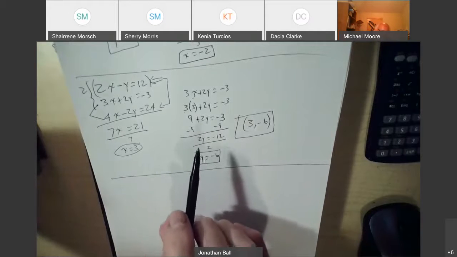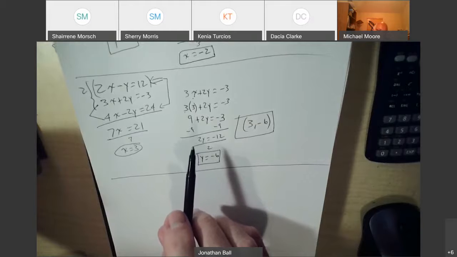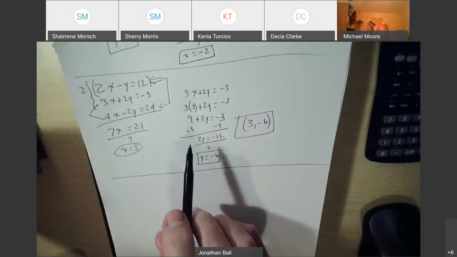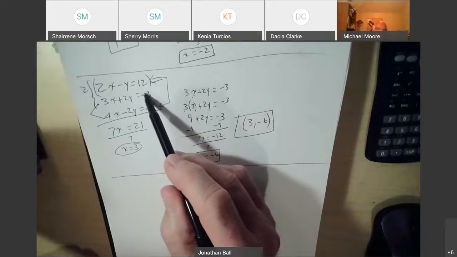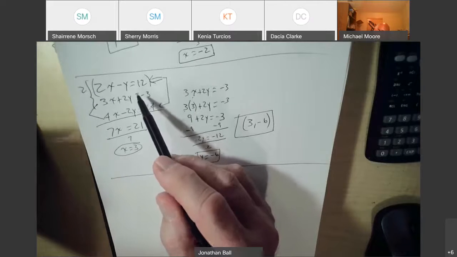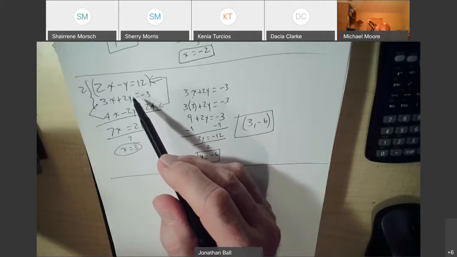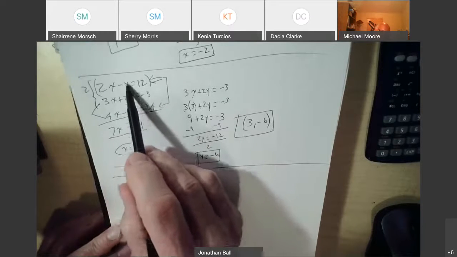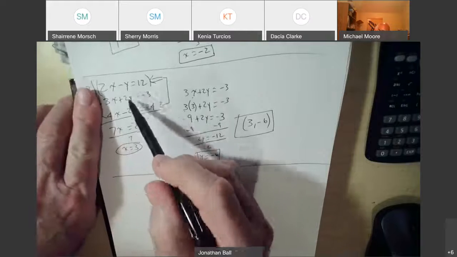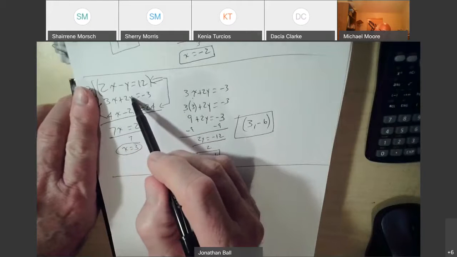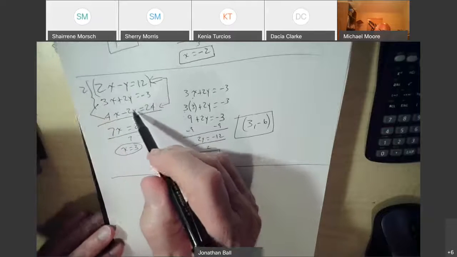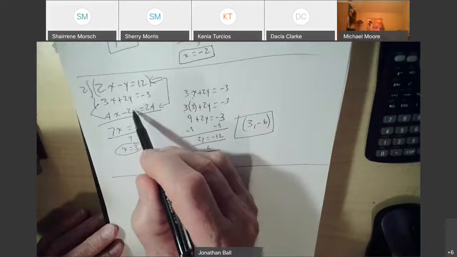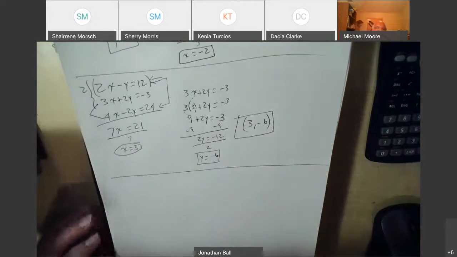Now again, the thing that we want to do here is eliminate one of the variables when we add the two equations together. Well, you can see as it is here, we didn't have the opposite of either one of these variables. So what did we do? We multiplied the top one by 2, and then we got negative 2y. That would eliminate that one when we added them together.